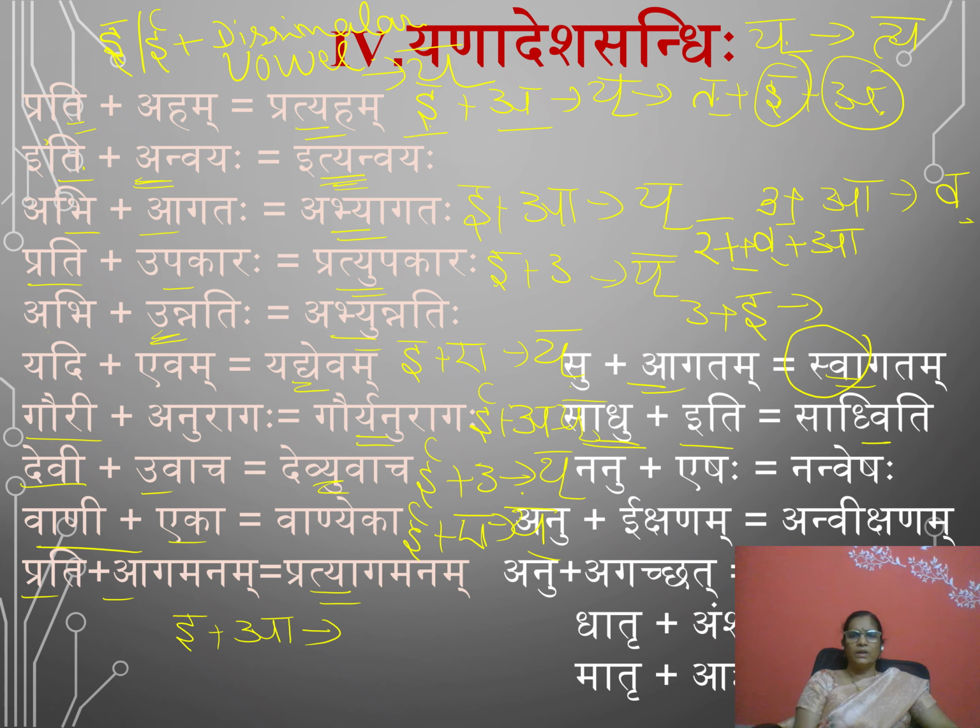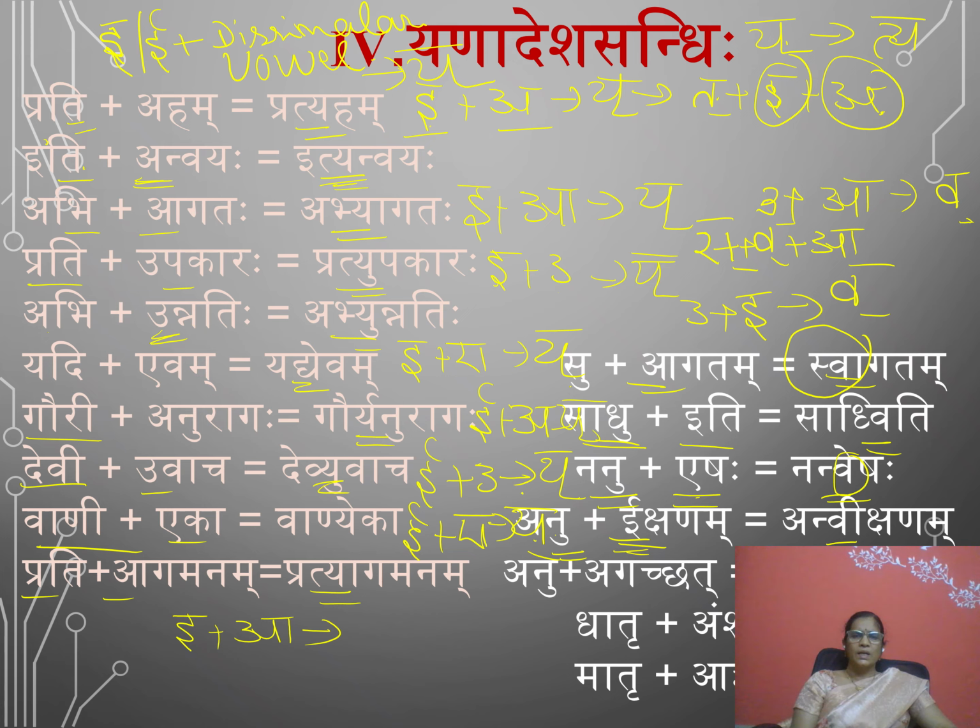Then sadviti vo you got. Okay, and nanu plus yeshaha: nanu, the word ended with vu, yeshaha starts with a dissimilar vowel, then in the place of vu you got va, nanveshaha. Anu plus ikshanam: the word ended with u, ikshanam started with e, in the place of vu we got va, anvikshanam.